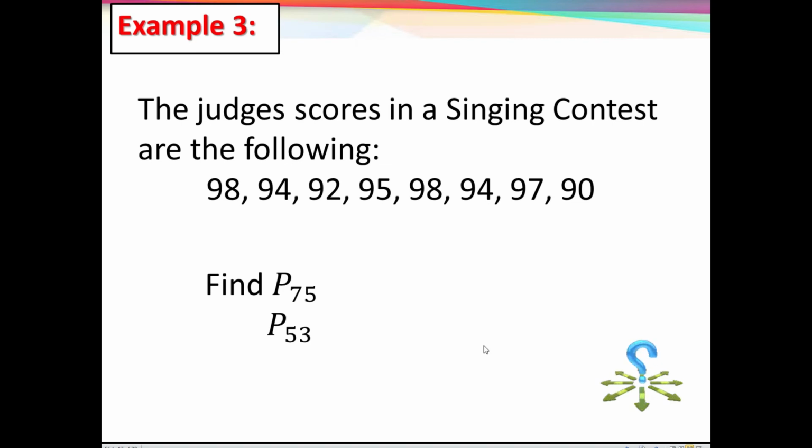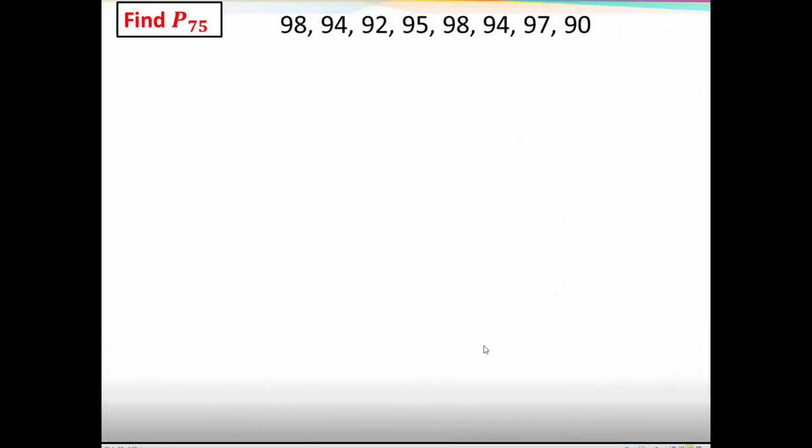Example number 3. The judges' scores in a singing contest are the following: 98, 94, 92, 95, 98, 94, 97, 90. Find P sub 75 and P sub 53. So let's first find P sub 75 using the general method. First step is to arrange these numbers in ascending order, mula sa pinakamababa hanggang sa pinakamataas. Doing that, we have 90, 92, 94, 94, 95, 97, 98, 98.